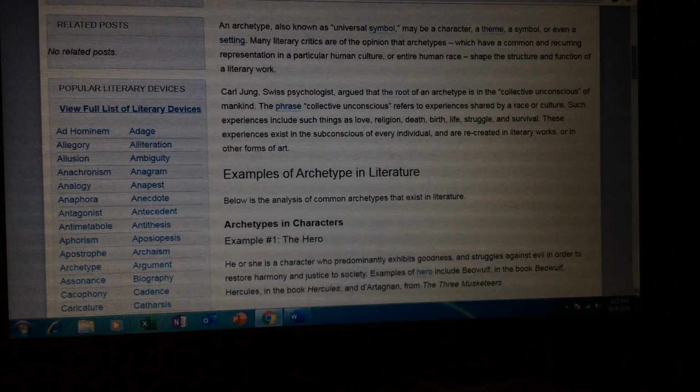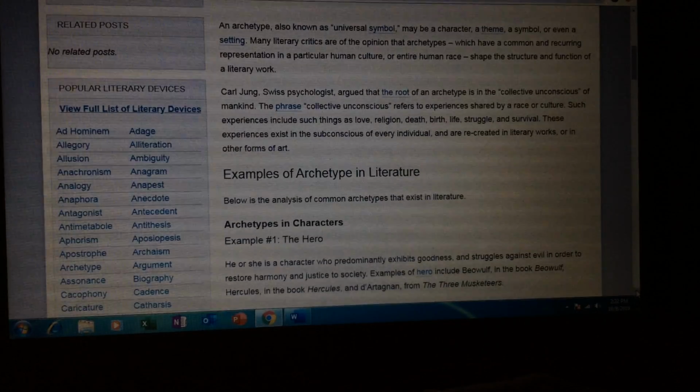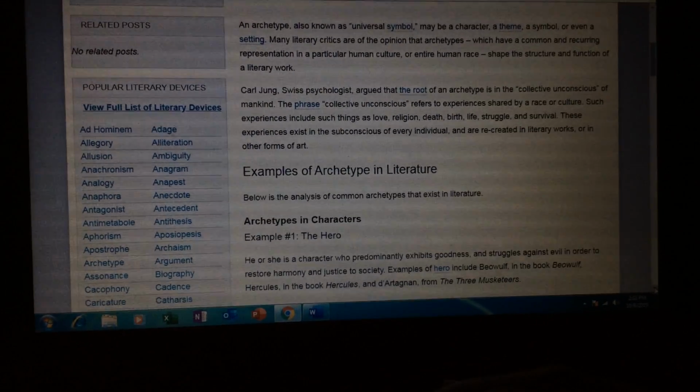The phrase collective, okay, can you all see this?